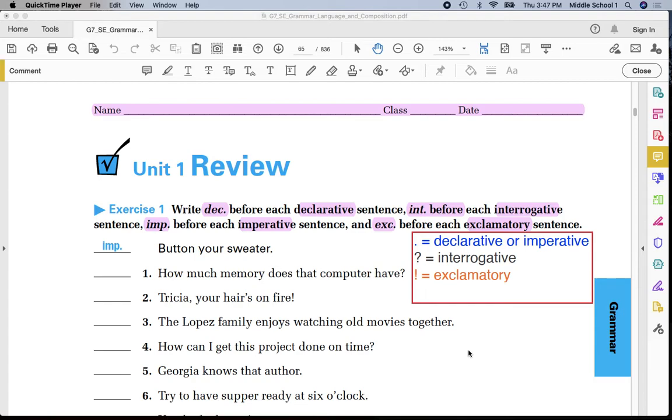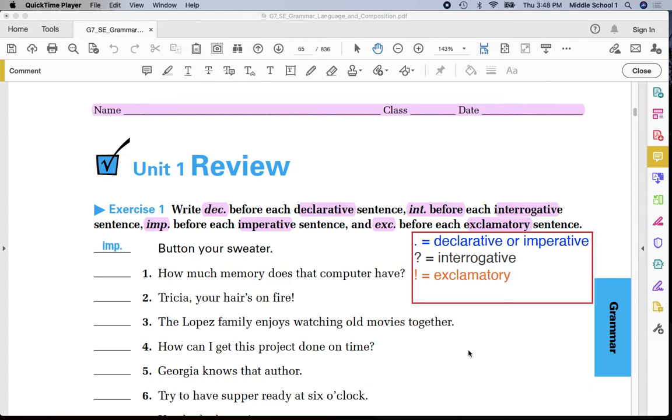Let's begin by looking at the top of page number 59. Please write your first and last name, class 7, and today's date is September 18th. Today we're going to be reviewing Unit 1.